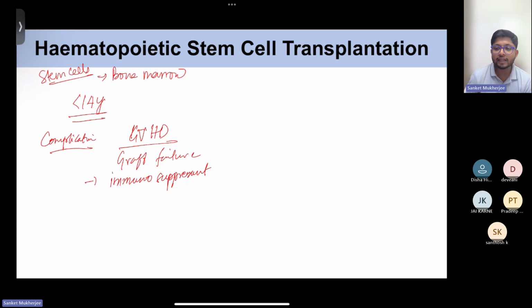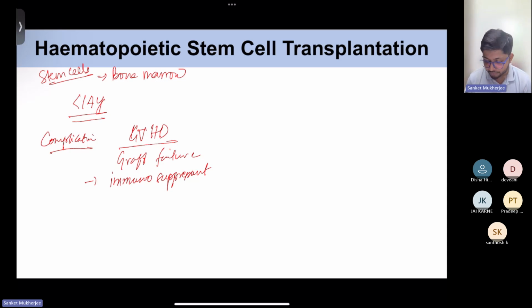So essentially, whenever you take some foreign cell into your body, it will always be attacked. Your immune system will be overwhelmed by it and it will start attacking those cells. That's why HLA matching is very important. However, getting an HLA matched donor is very, very difficult, and that's why immunosuppressants are given to people who receive this kind of therapy.